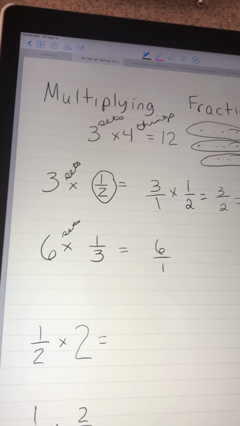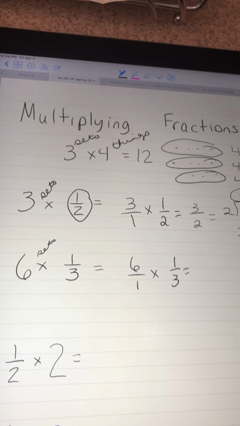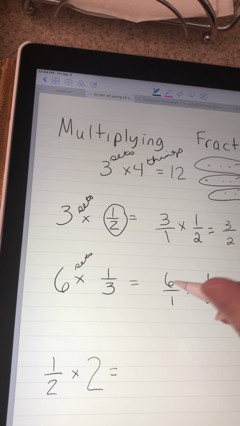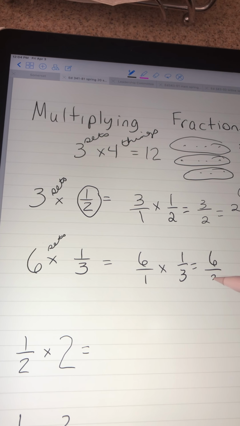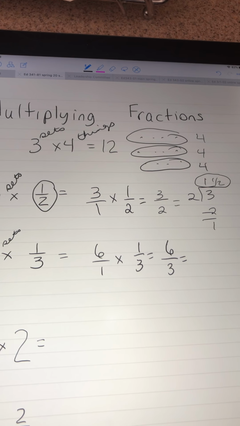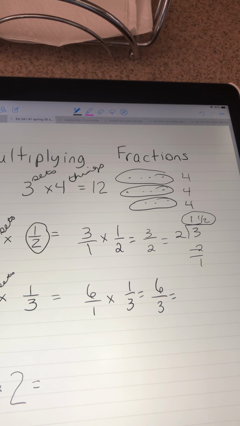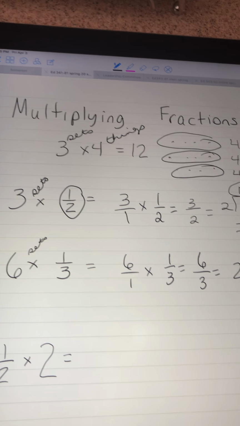Six over 1 is 6 times 1 over 3. We could multiply the numerator times the numerator. 6 times 1 is 6. 1 times 3 is 3. And we have a division problem. Remember, that's one of the models of fractions that we discussed in the first week of class. 6 divided by 3 is 2.